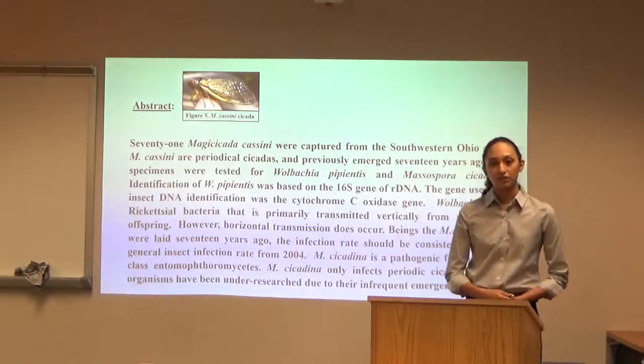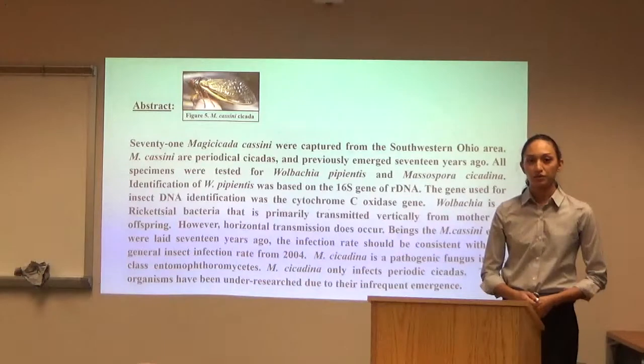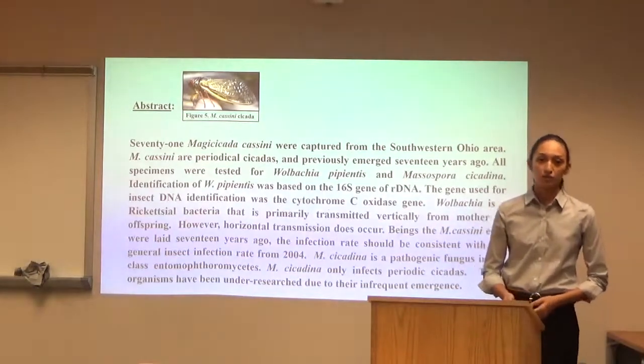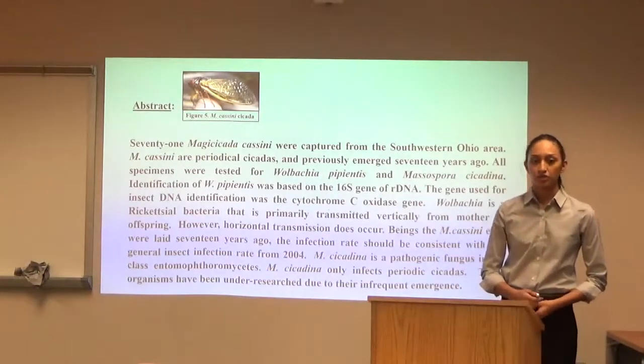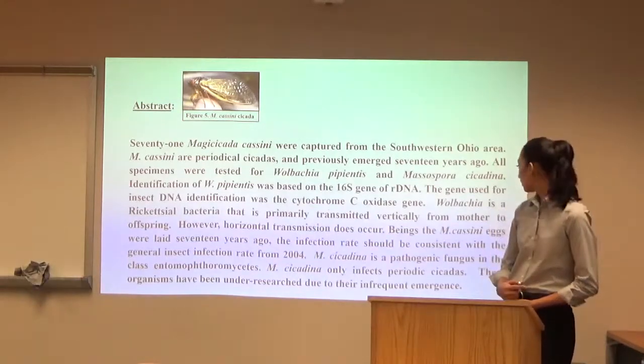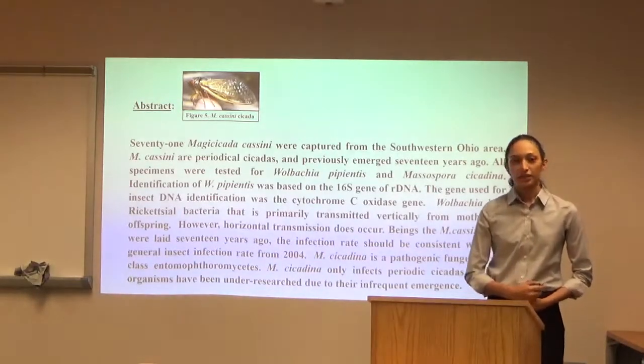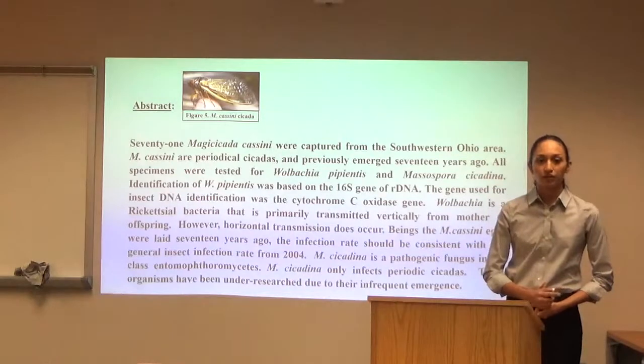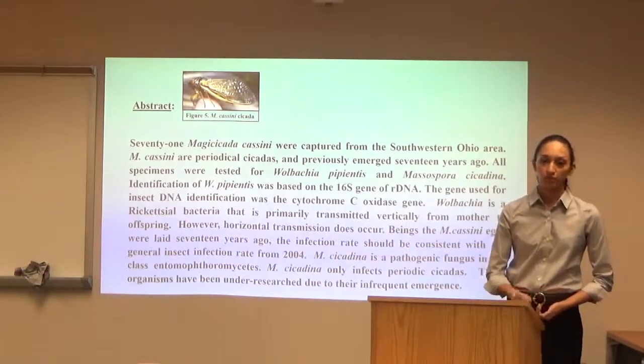Wolbachia is a rickettsial bacteria that is primarily transmitted vertically, which is from mother to offspring. However, horizontal transmission can occur. Because the Magicicada cassini brood X were laid 17 years ago, the infection rate should be consistent with the general insect infection rate from 2004.